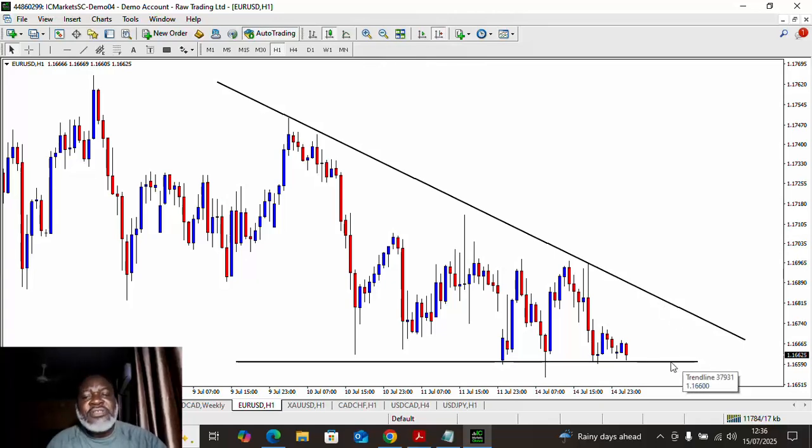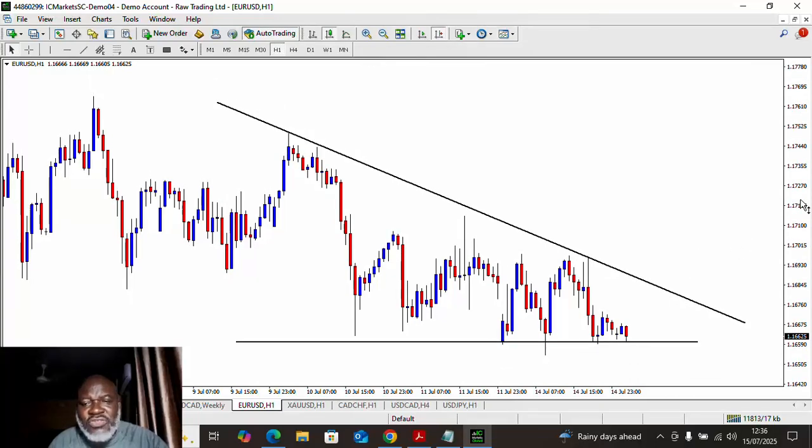So that's my perspective about Euro USD today. I hope you agree with me. Here we need to see appropriate price action. Guys, we are trading the naked chart. You need to see appropriate price action or a candlestick pattern that will enable us to buy this market. Again, we don't just wait for that.